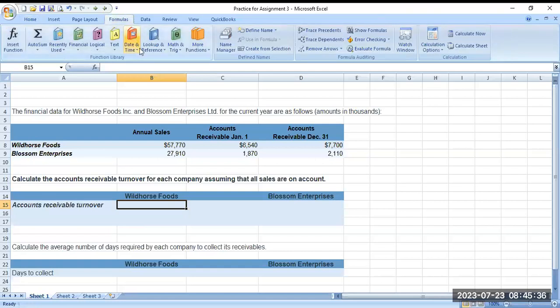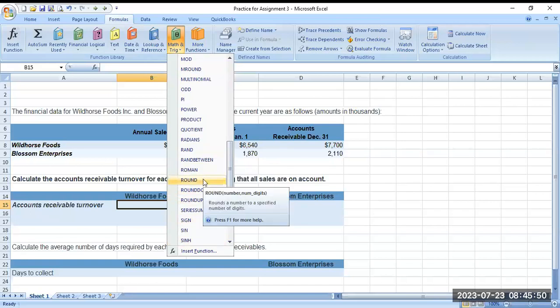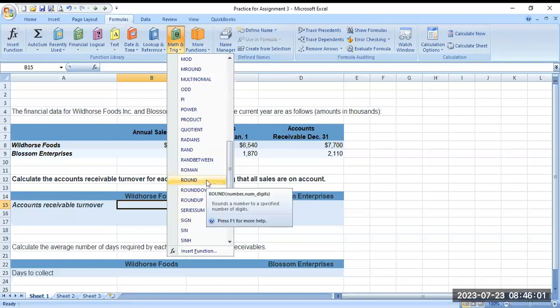Before you enter the formula, go to the formulas on top of your screen. Click on Math Trigonometric. Scroll down, and you're going to see three options for the rounding. Round, round down, and round up. And on the left side, there's an explanation of what exactly this function does. Since the publisher doesn't specify which round to use, just use the pure round.